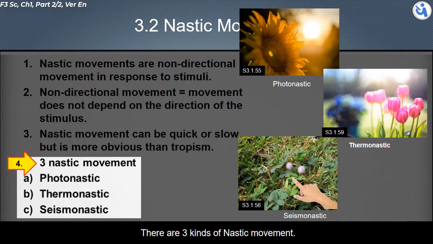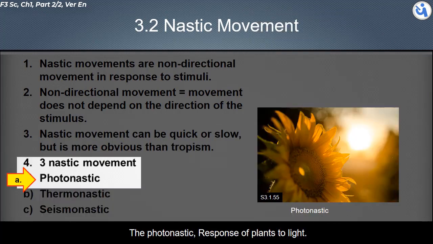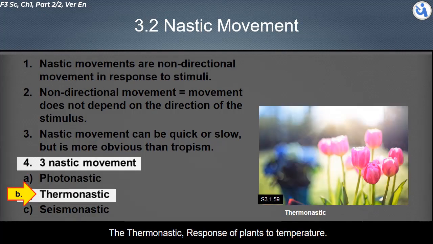There are three kinds of nastic movement. The photonastic response of plants to light. The thermonastic response of plants to temperature.